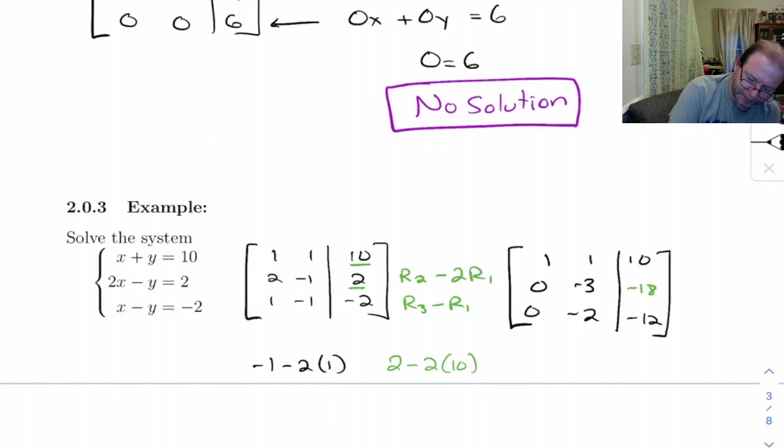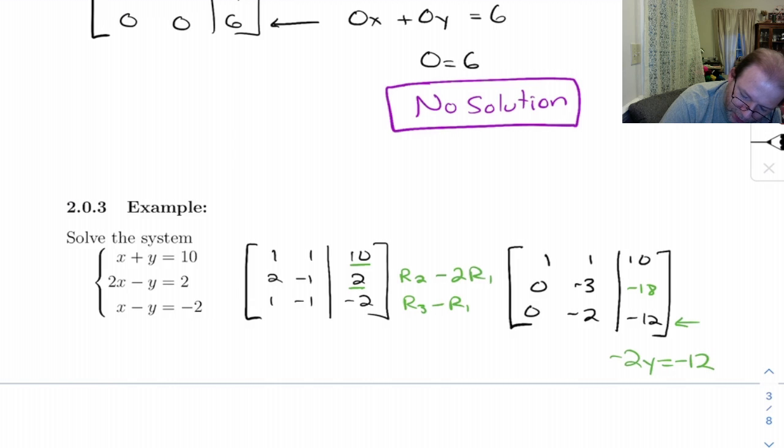All right. So my triangle, I'm trying to get a triangle of zeros down here. Really, this is the place I need a 0. Notice these last two rows really tell me the same thing. The bottom row tells me that negative 2 times y is negative 12. And the middle row says negative 3 times y is negative 18. So both of those tell me that y is 6.